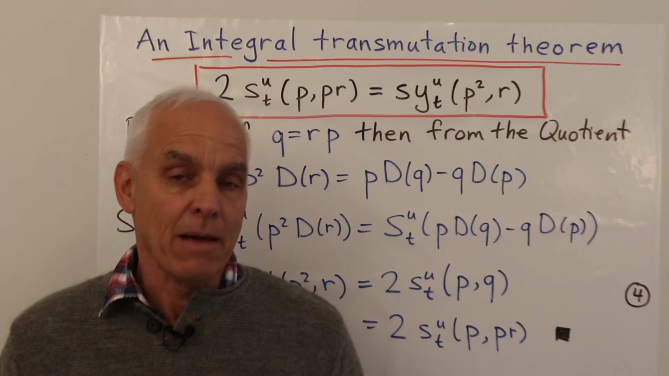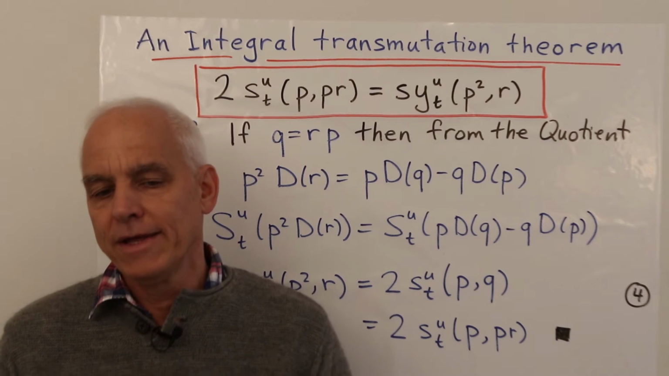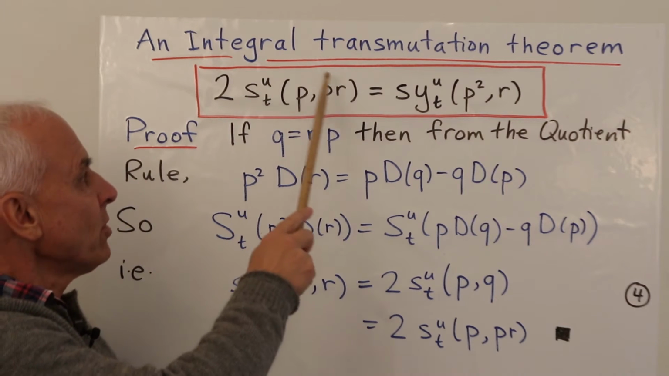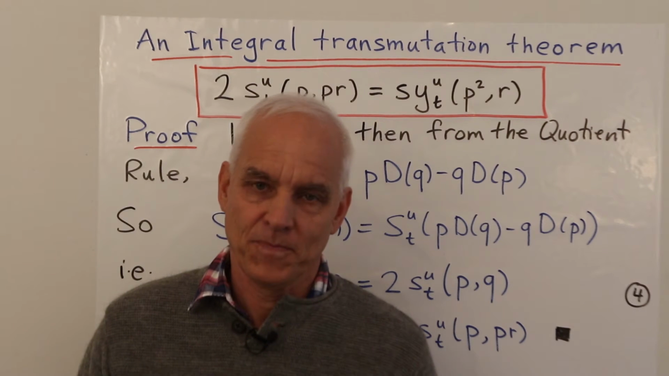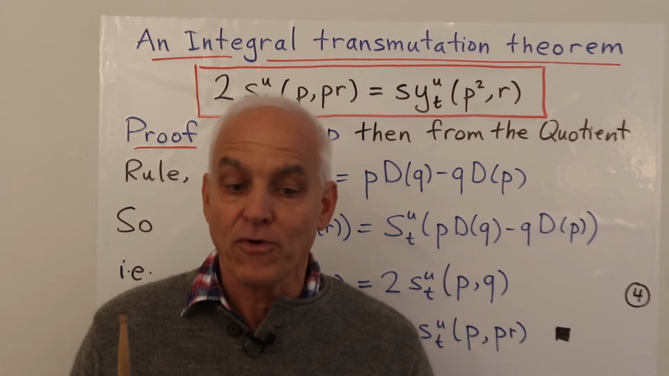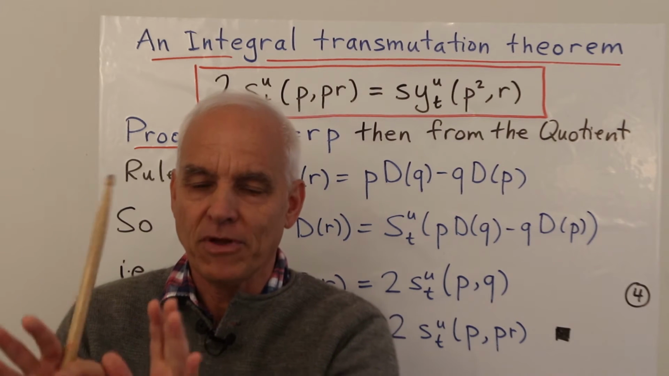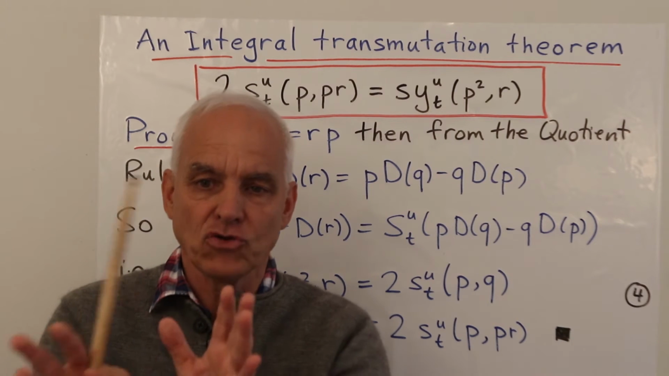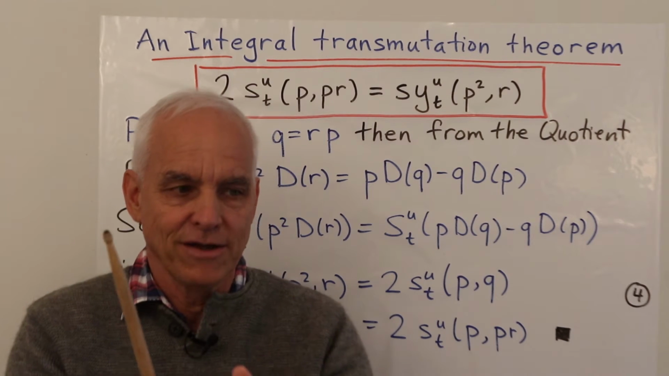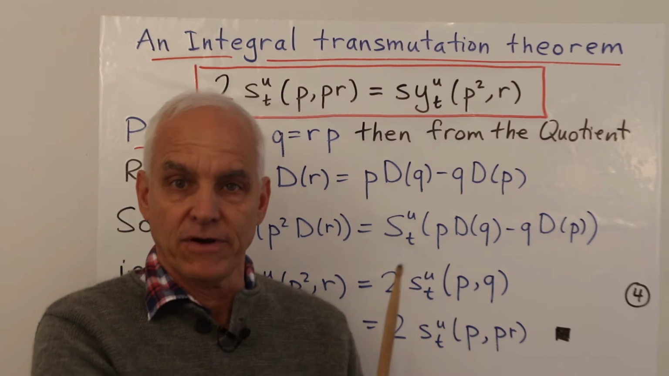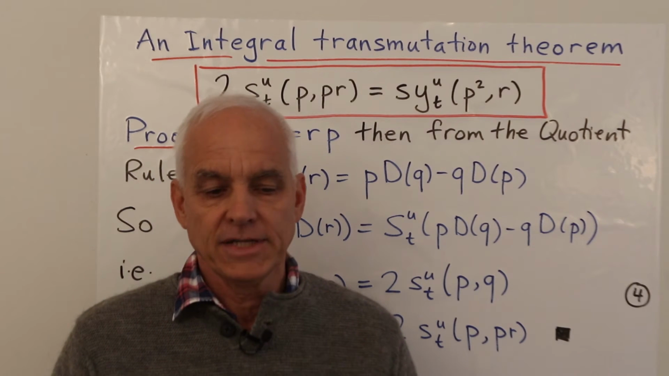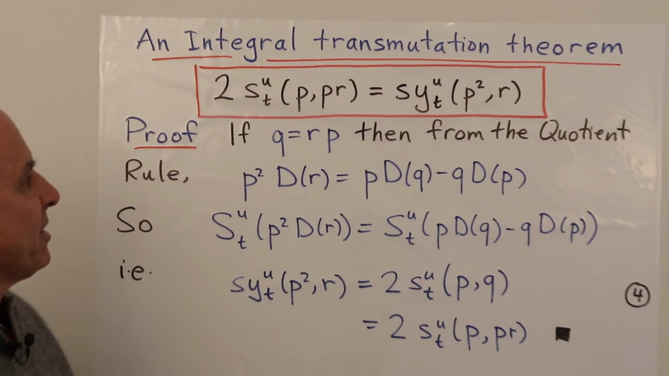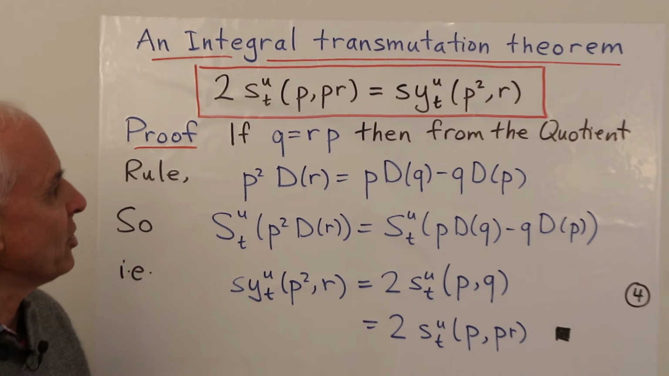Now I want to give a little application of the quotient rule in a somewhat novel direction to something I call an integral transmutation theorem. Transmutation refers to changing something from one form to a different form. What we're doing is taking an integral of one kind and changing it to get an integral of a seemingly different kind. This is the kind of thing that Leibniz was interested in, and so we're sort of following his footsteps here. This is the formula that I want to show you.